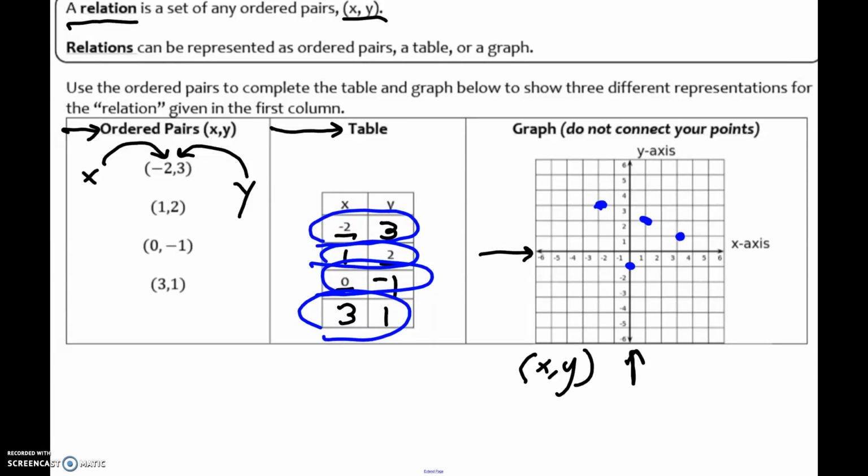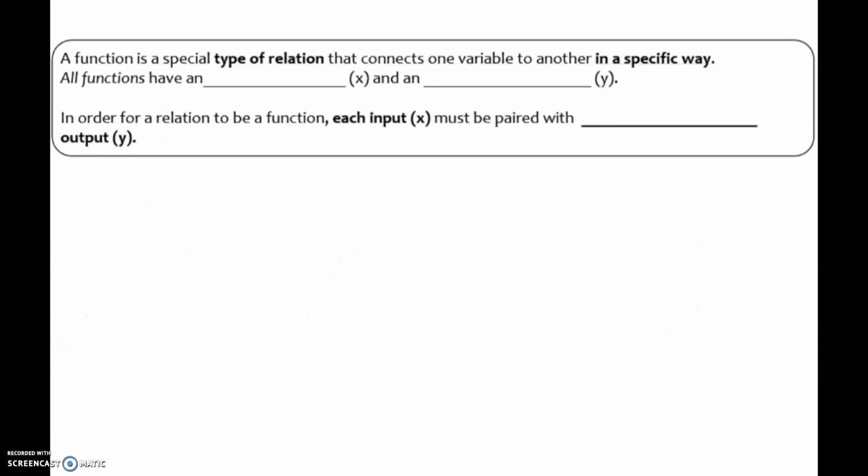So notice how the graph of this relation is just a bunch of scattered points. So really, points written in different formats are what we call a relation. Now, relations are a very general term because they're just a set of points. However, there are specific types of relations, and one that we talk about all year long this year is called a function. So a function is a specific type of relation.